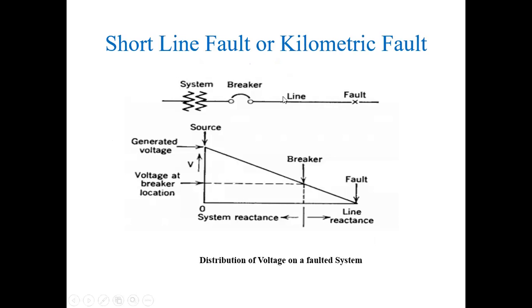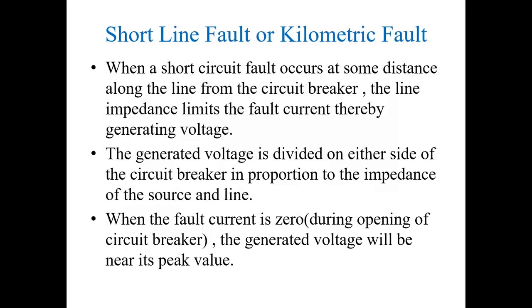And here we will consider an example for the analysis of this kilometric fault. Here, this is the transmission line, which consists of a transformer, a circuit breaker, and a transmission line. At the end of the transmission line, let us assume the fault has occurred. If the fault occurs, what will happen? Normally, in all power systems, we provide impedance to control the fault current. Here also, impedance is added in the circuit to limit the fault current.